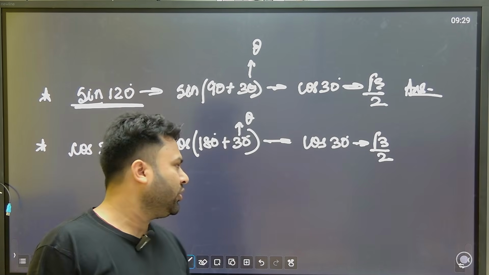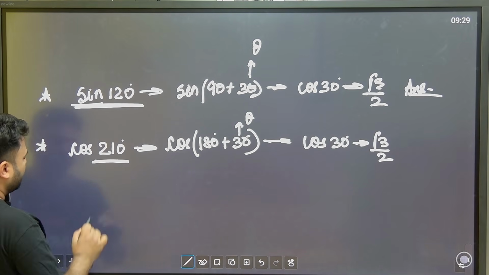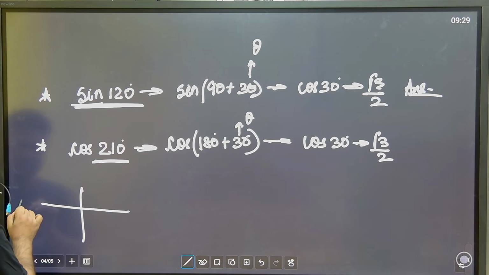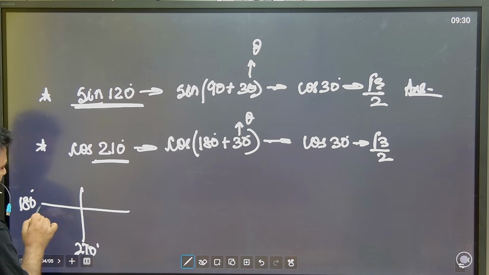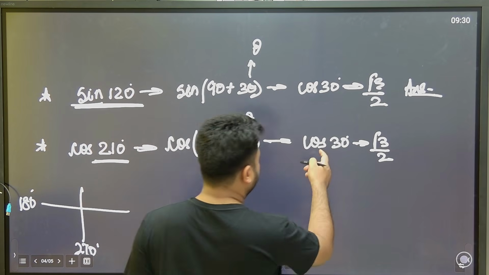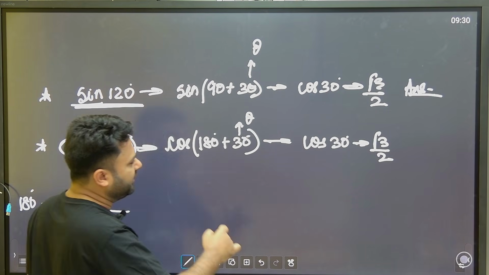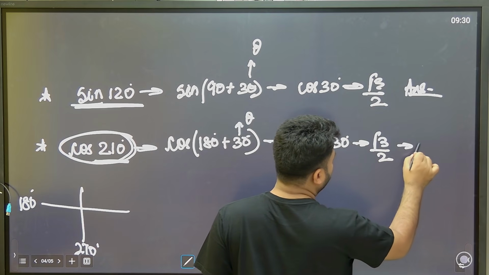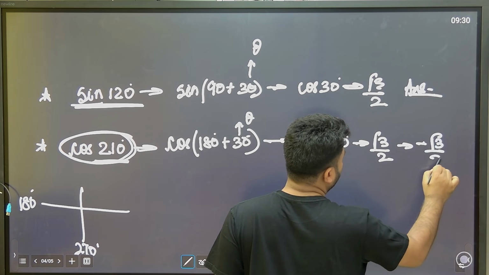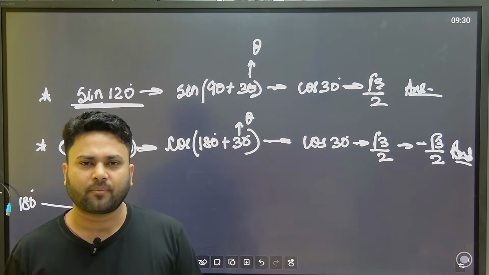Correct? Now here you have to see the sign again. 210 degree. See, this is 180, this is 270. So 210 degree means third quadrant, and in the third quadrant only tan is positive. So this will be negative, because we are asking cos of 210 degree. So our final answer, you write like minus root 3 by 2. This is our final answer.